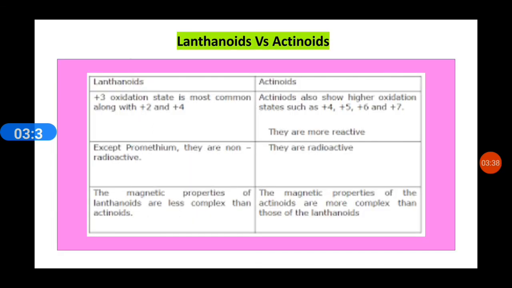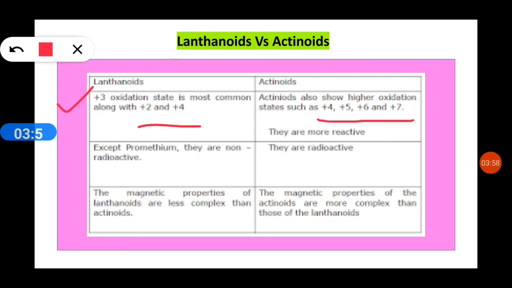Next is difference between lanthanoids and actinoids. The first difference is about oxidation states. Lanthanoids have generally +3 oxidation state, but they also show +4 and +2 oxidation state, whereas actinoids can show higher oxidation states also. They are more reactive. Why? Because their ionization enthalpies are lesser than that for lanthanoids. Then in lanthanoids all the elements are non-radioactive except promethium, which is radioactive, whereas all the actinoids are radioactive.